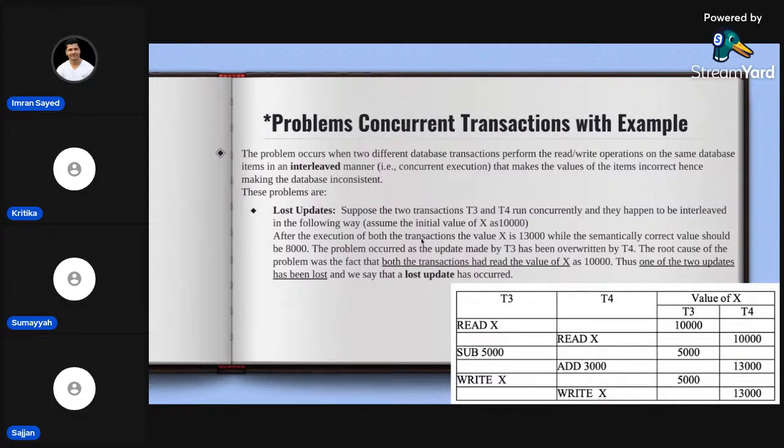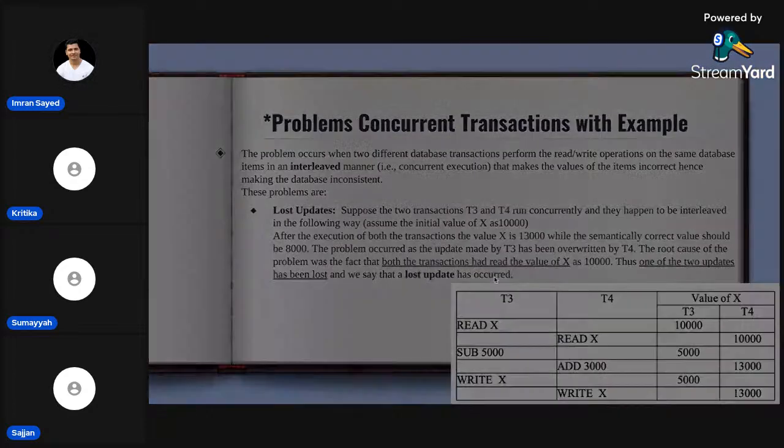After the execution of both transactions, the value of X is 13,000, while the semantically correct value should have been 8,000. The problem occurred as the update made by T3 has been overridden by T4. The root cause of the problem was the fact that both transactions had read the value of X as 10,000. Thus, one of the two updates had been lost. So this is a lost update, and we can say that the lost update has occurred.